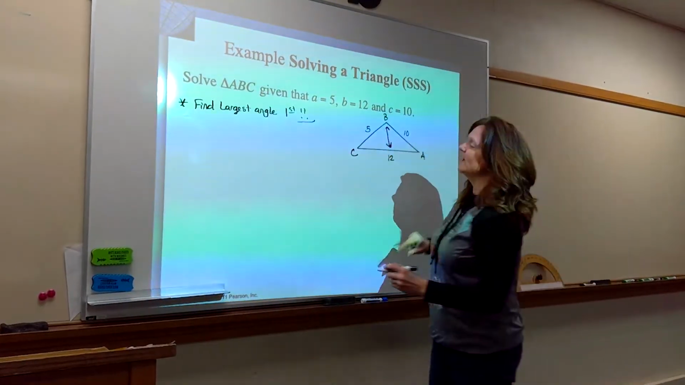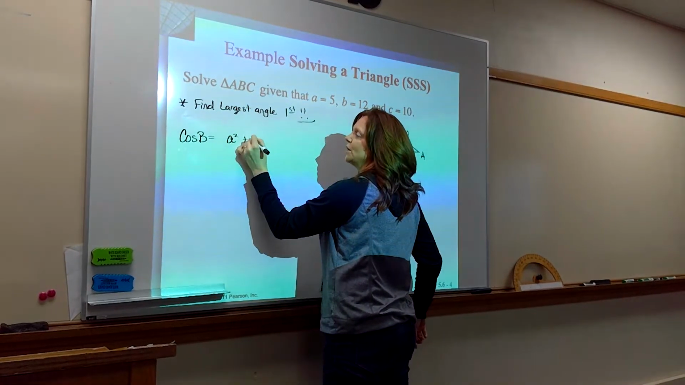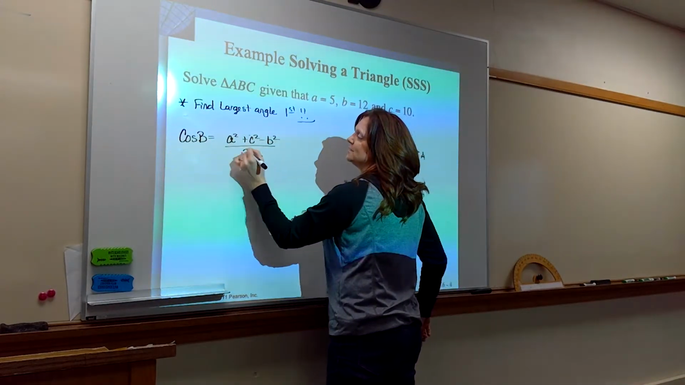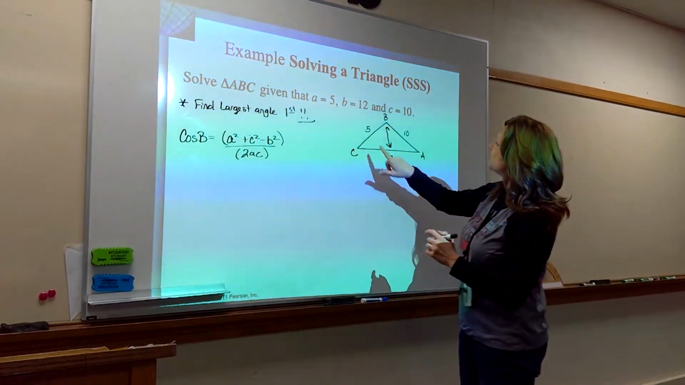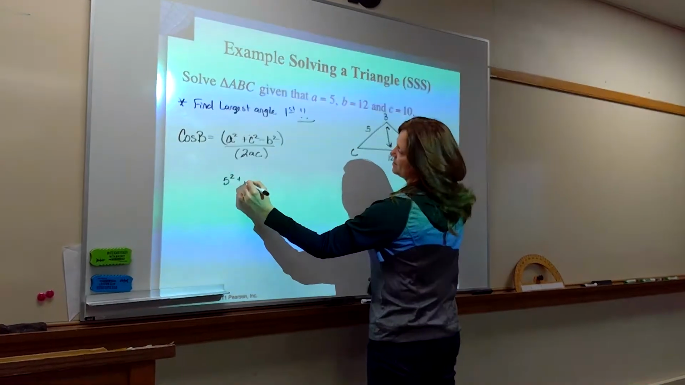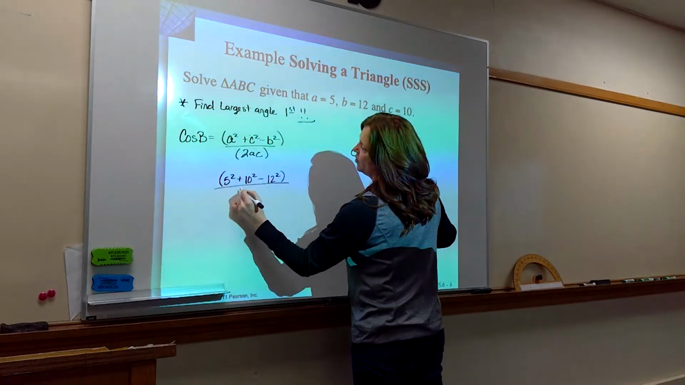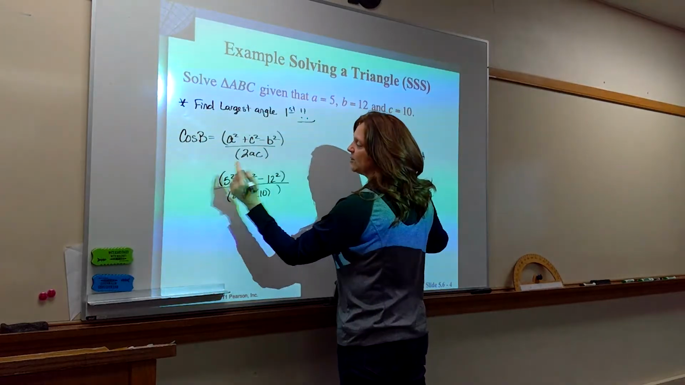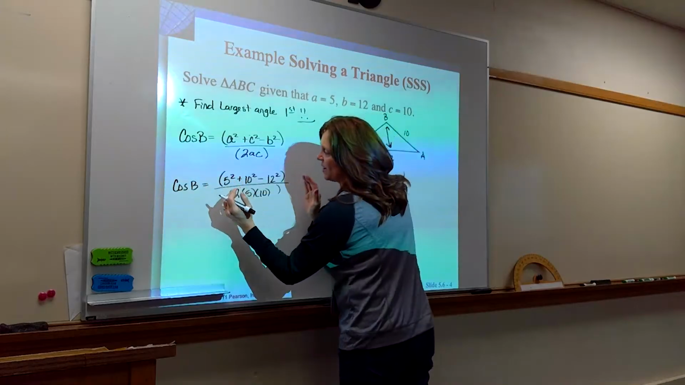So I'm going to find angle B. I'm going to use the cosine angle B formula, which is (a squared plus c squared minus b squared) all over 2ac. That's the one I'm picking. And then, of course, it is (5 squared plus 10 squared minus 12 squared) over (2 times 5 times 10). Keep all of that in parentheses. Be sure you practice typing this in. It's all of this divided by all of that.